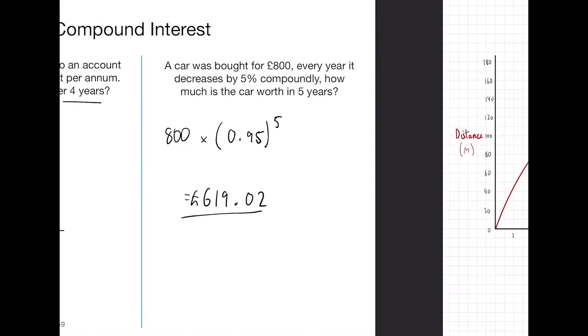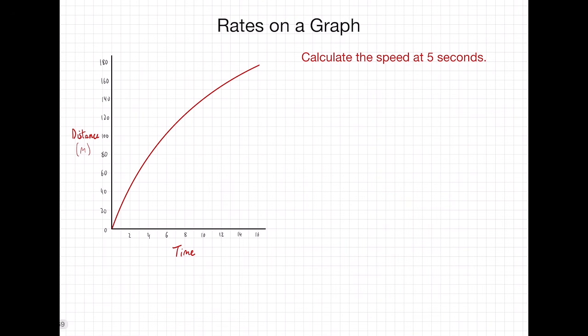Next, we have the different rates on a graph. So this is mostly going to be for the higher students, something you can also use in GCSE physics quite a lot. So calculate the speed at 5 seconds. What we're going to want to do here is locate 5 seconds on the graph. We can see it's about there. And we want to draw a tangent to the graph at that point. So using a ruler, nice straight line. Now ultimately, we want to just find the gradient of that line.